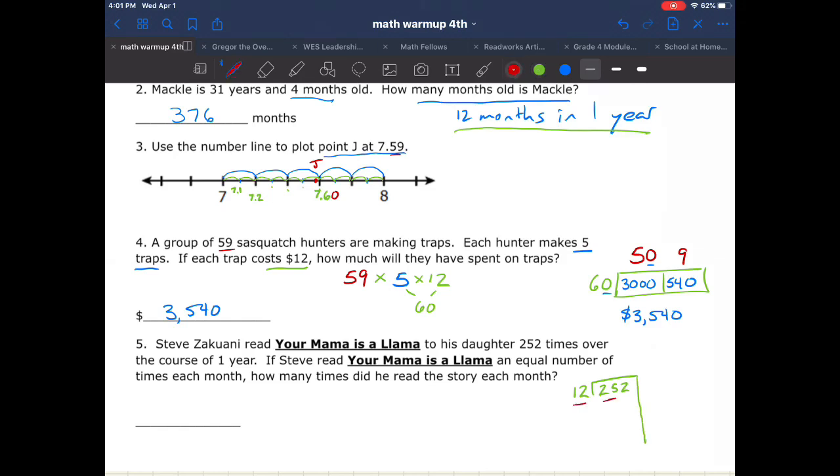Now when I look at this, I see the 12 and I see the 25, and it makes me think 2 times 12 is 24. I'm going to actually want this to be a 20, so I have 240. 20 times 12 is 240. Take that away, and I get 12 left. I only need one more 12 to get those last 12. So 21 looks like he is reading this story 21 times per month. There's lesson 123.